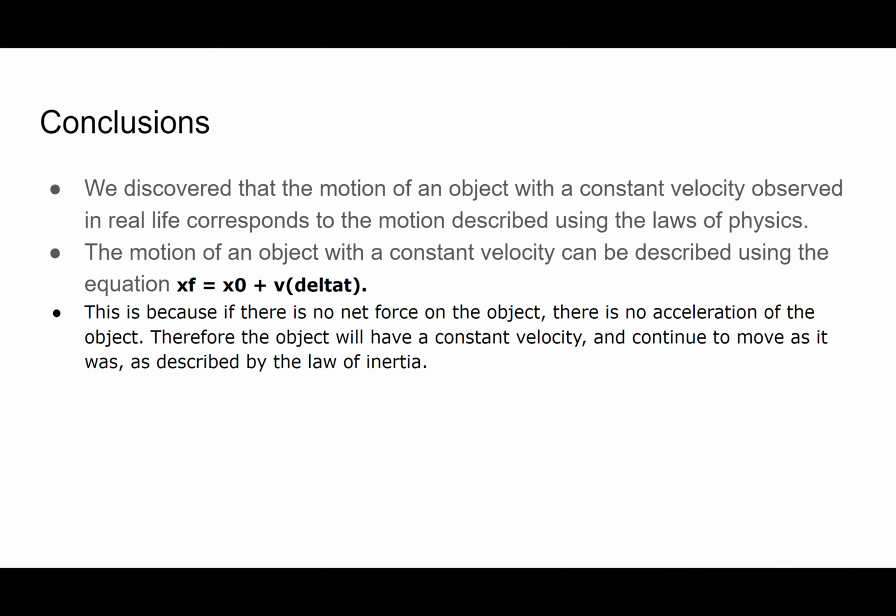Conclusions. We describe that the motion of an object with constant velocity observed in real life corresponds to the motion described using the laws of physics. The motion of an object with a constant velocity can be described using the equation x final position is equal to x initial position plus velocity times delta t. This is because there's no net force on the object and there's no acceleration on the object. Therefore, the object will have a constant velocity and continue to move as it was as described by the law of inertia.